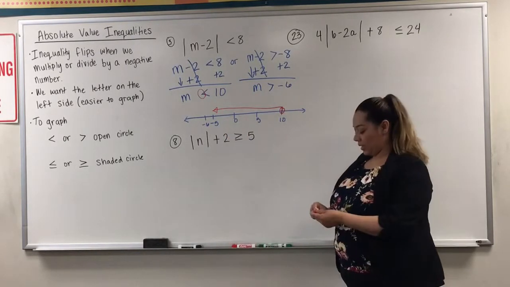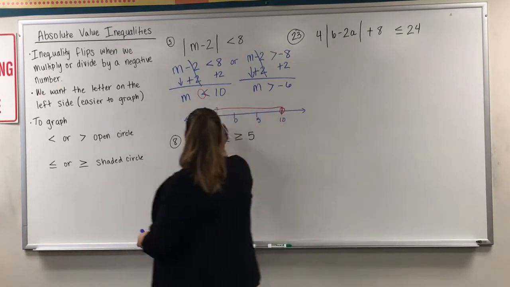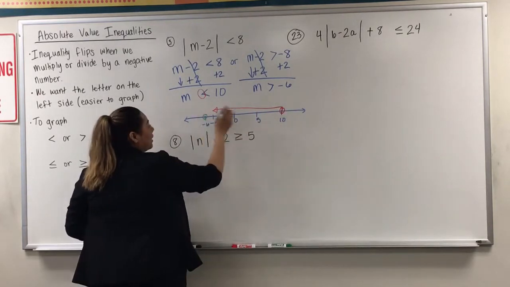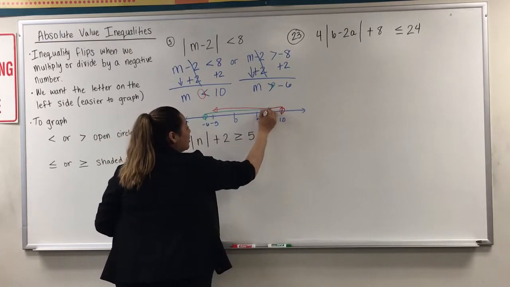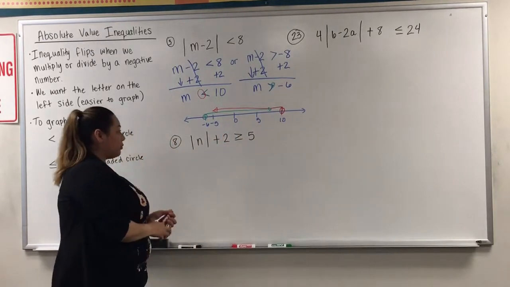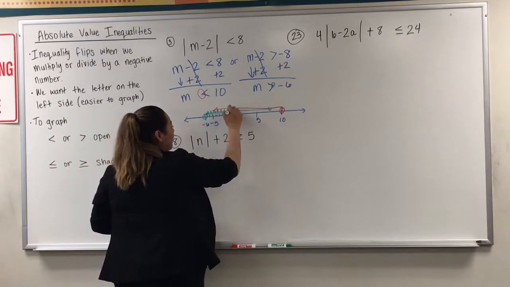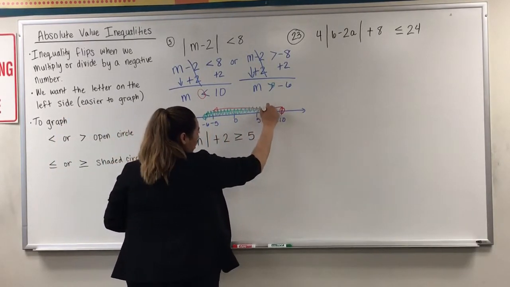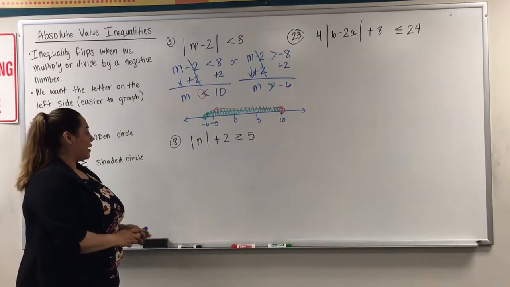Now for this one, m is at negative 6. We have an open circle, so it's going to be open. This one is going towards the right, so we're going to go towards the right. Now our answer, whenever they overlap, is whatever is overlapping. So in this case, it will be everything in between negative 6 all the way to 10, not including negative 6 or 10. So that will be our answer.